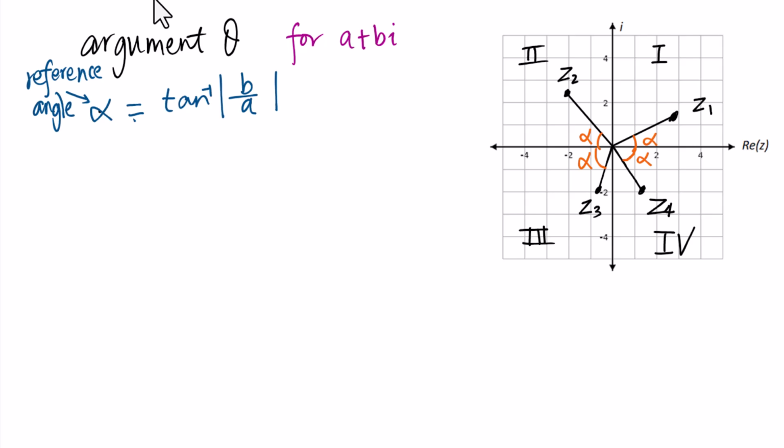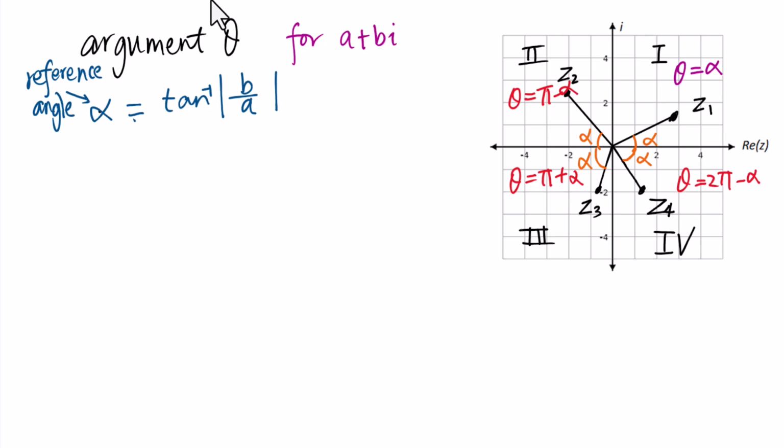We can get this argument theta equals alpha in the first quadrant. For the second quadrant complex numbers, argument theta equals pi minus alpha. For the third quadrant complex numbers, argument theta equals pi plus alpha. For the fourth quadrant complex numbers, theta equals 2 pi minus alpha.